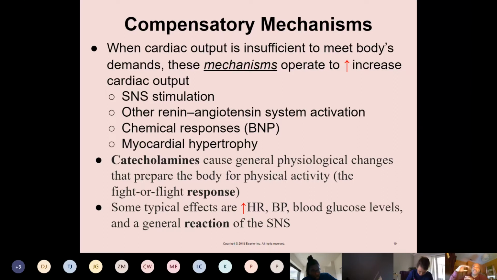So when the afterload is high, and the ventricles have to pump against all that pressure, it's working very hard. And so the muscles of the heart will increase in size, hypertrophy. The tissues are increasing in size. You think about if you were to take a dumbbell and lift it, it increases the size of your muscle, your triceps, your quads, your hamstrings, and your peripheral muscles. So same thing with the heart. When the heart has to work really hard, it increases in size.